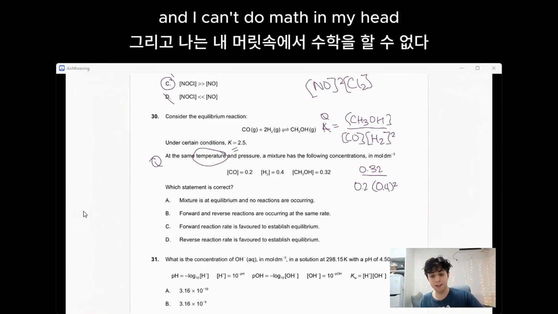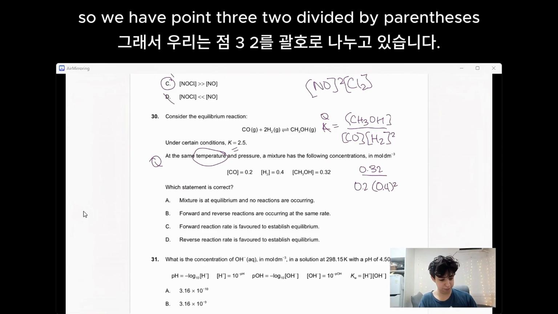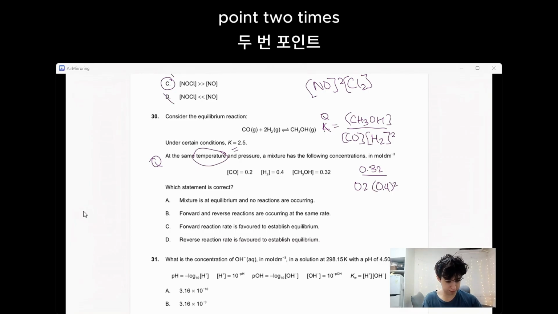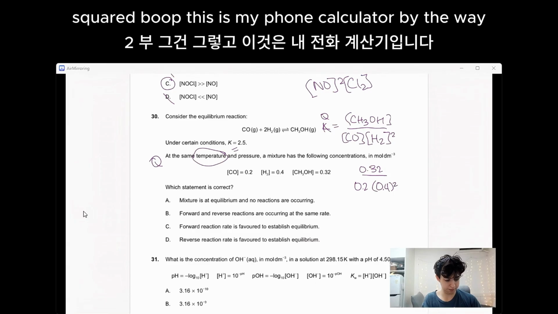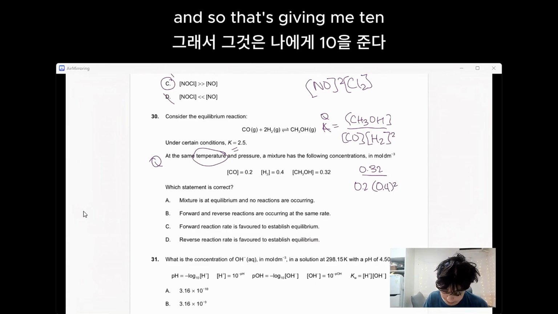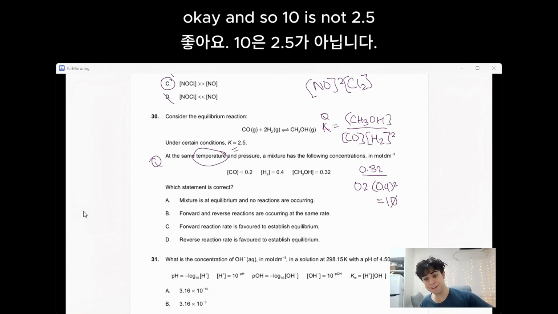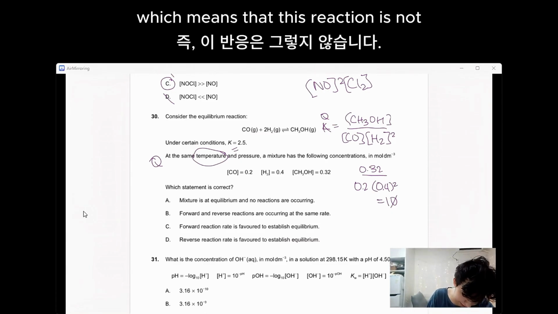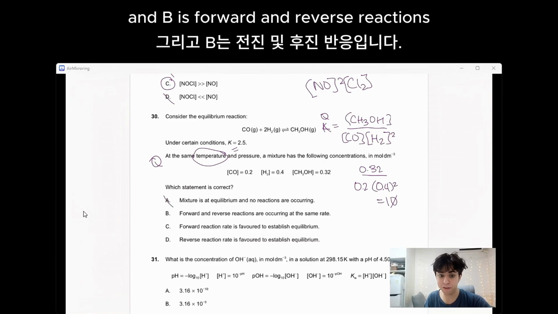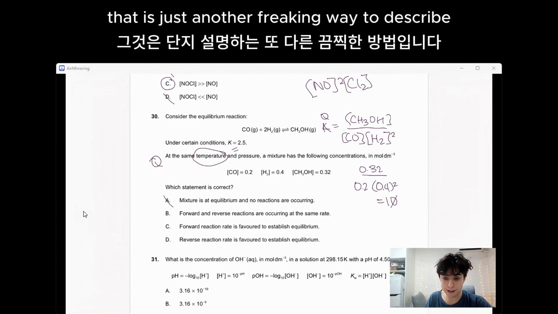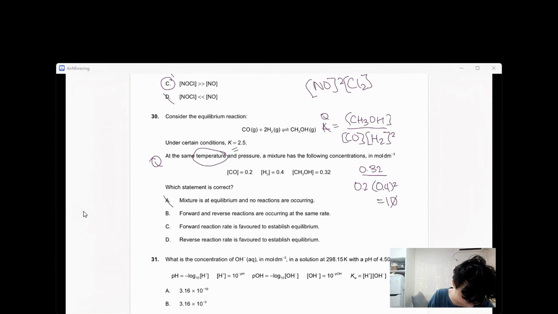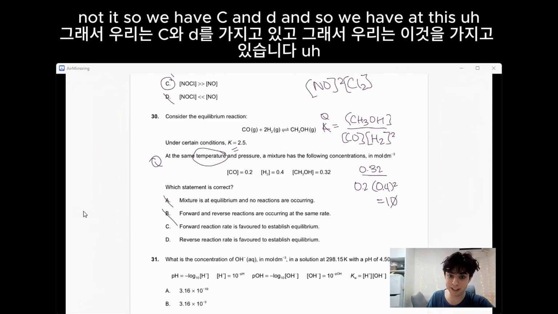And I can't do math in my head, so we're going to do this in our calculator. So we have 0.32 divided by, parentheses, 0.2 times 0.4 squared. Boop. This is my phone calculator, by the way. And so that's giving me 10. Okay? And so 10 is not 2.5, which means that this reaction is not going to be at equilibrium. Okay? And B, forward and reverse reactions are at the same rate. That is just another way to describe equilibrium. Not it. So we have C and D.